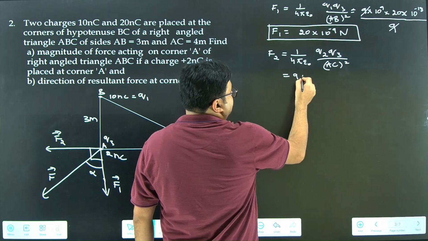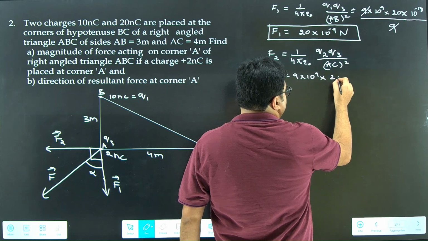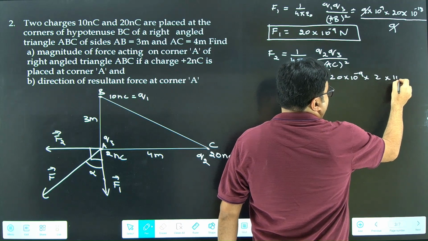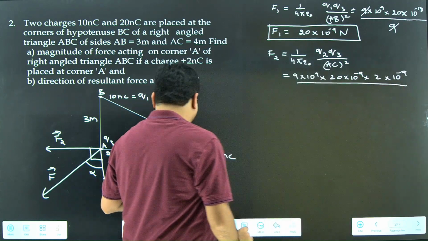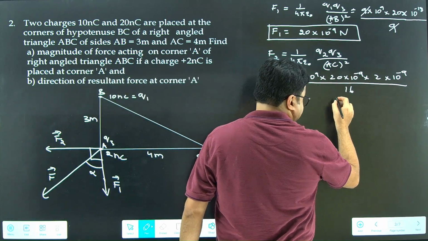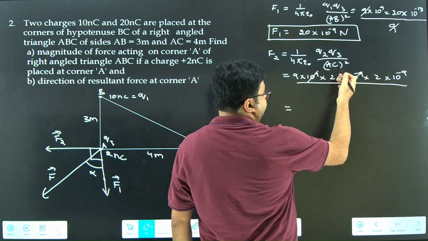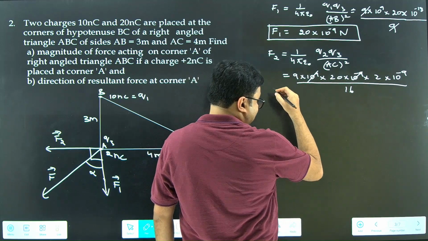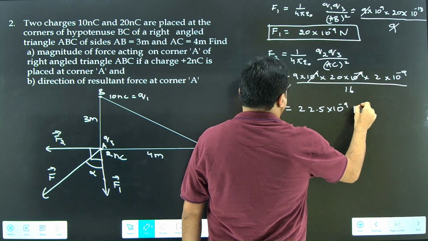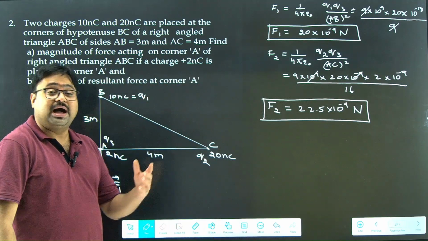So this is 9 into 10 to the power of 9 once again, multiplied by Q2, which is 20 nanocoulomb. Nano is 10 to the power of minus 9, multiplied by Q3, that's 2 into 10 to the power of minus 9, divided by AC square. AC square is 4 square, that's 16. And this answer, after cancelling these things out, you have 40 divided by 16, totally multiplied by 4, turns out to be 22.5 into 10 to the power of minus 9 Newton. This is F2. You've now figured out what is F1 and what is F2, so the job is nearly done.